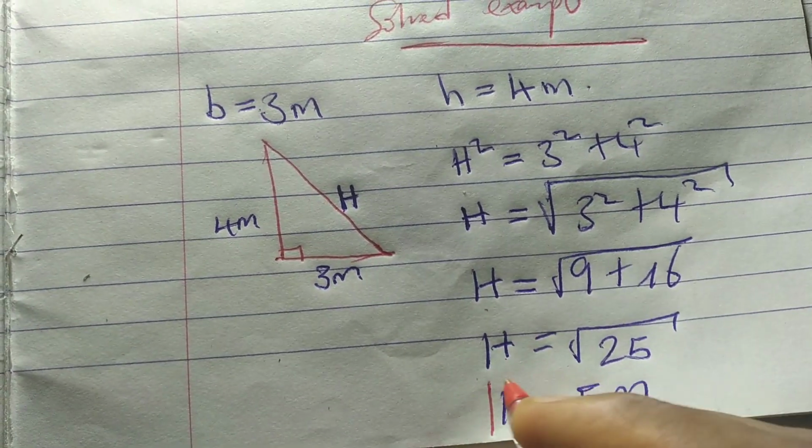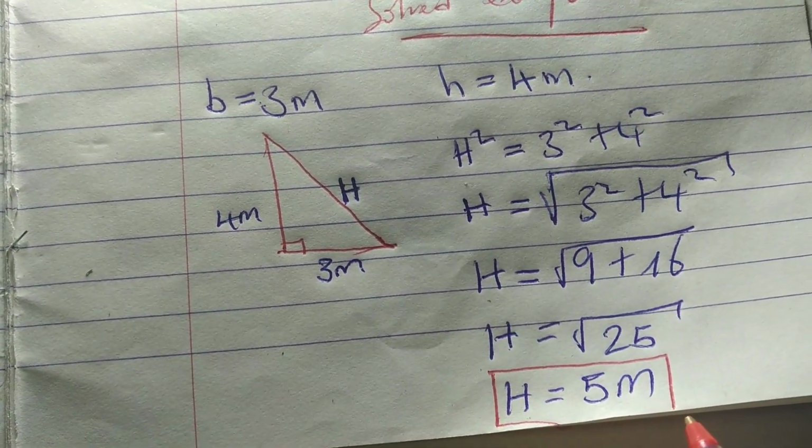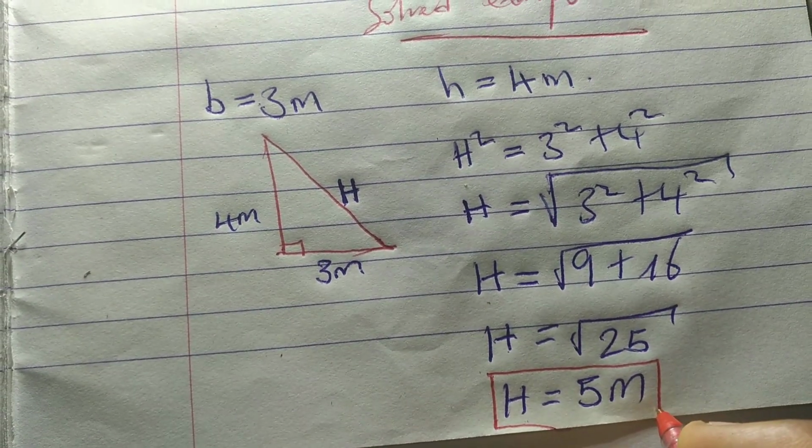Whenever you have a beautiful answer like this, it is always wise to enclose it in a square. That means you can box your answer.